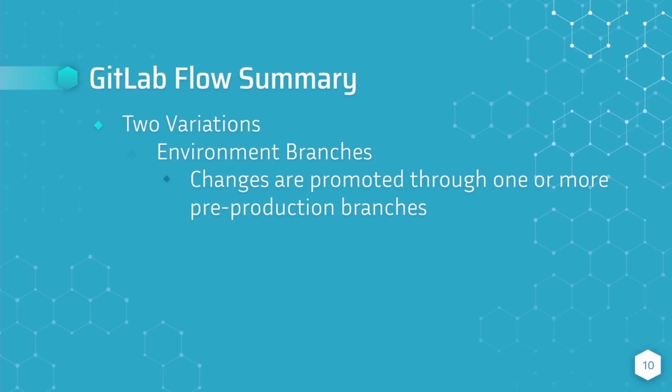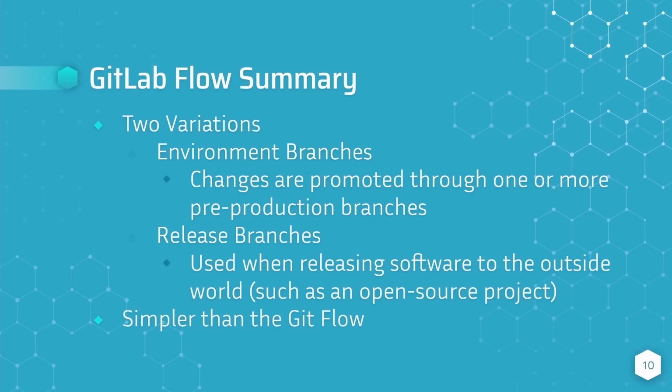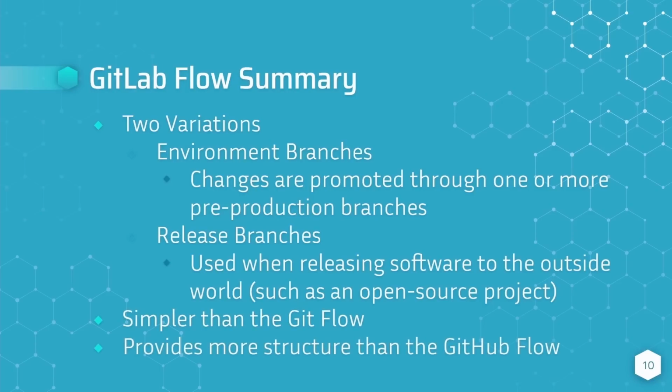The second variation utilizes release branches. This variation should only be used when releasing software to the outside world, such as an open source project. The GitLab flow is simpler than the Git flow. However, the GitLab flow provides more structure than the GitHub flow.